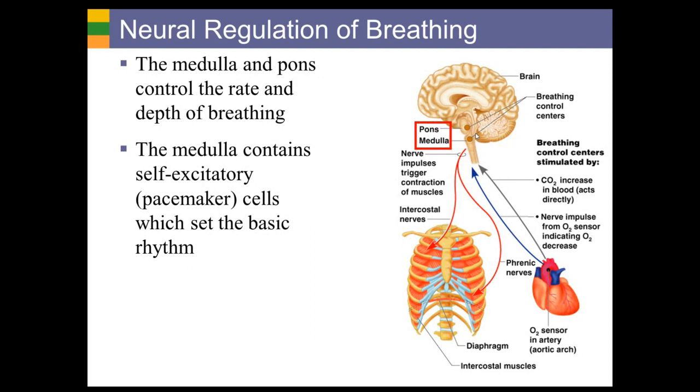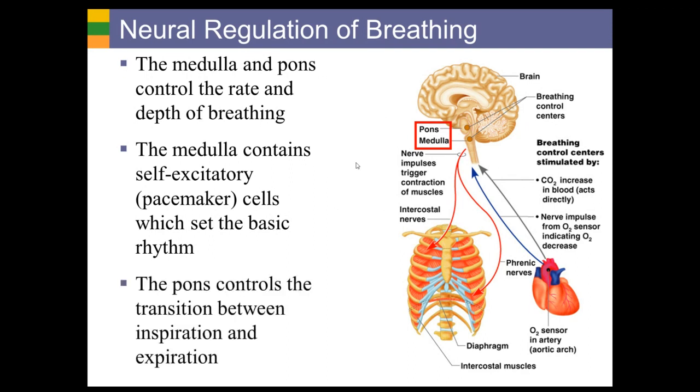The pons and the medulla oblongata control breathing. They contain the respiratory centers. The medulla oblongata has these self-excitatory pacemaker cells that spontaneously generate nerve impulses, and they drive your normal breathing rate. The pons sort of helps smooth out the transition from inspiration to expiration, right? You don't have to know those subtleties, just as long as you know pons and medulla contain the respiratory centers.